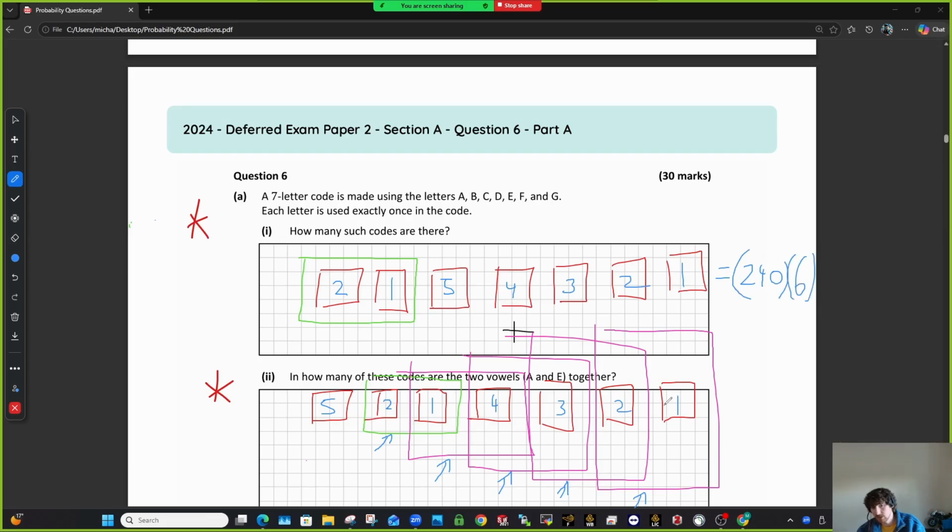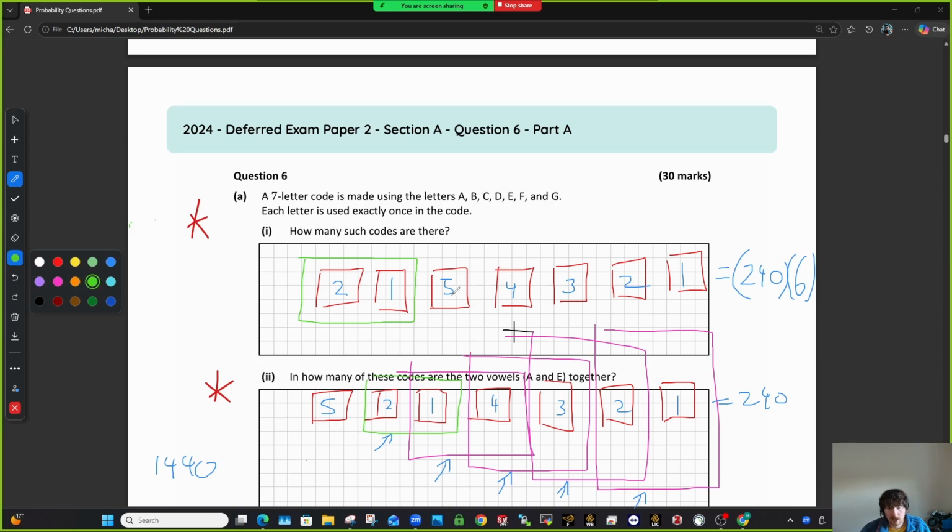We'd go 240 plus the 240 for this one, and then we'd add on another 240, another 240, another 240. You do it 6 times. So hopefully that makes sense to people. So 240 by 6, so there's 1440 ways. Okay, so hopefully that makes sense to people.